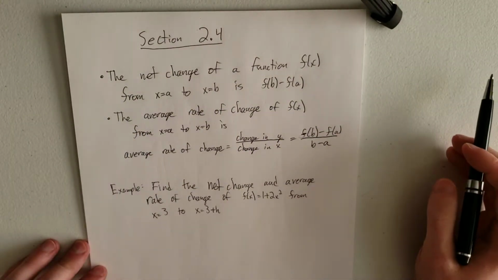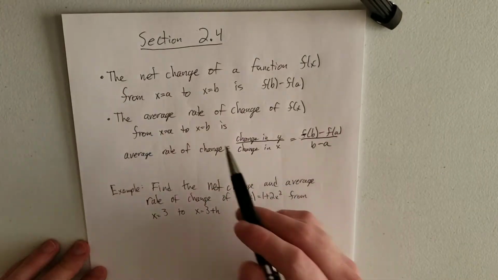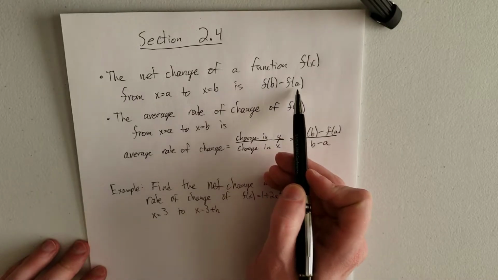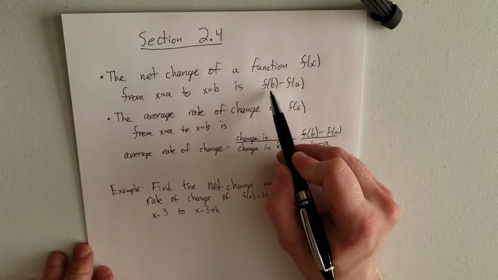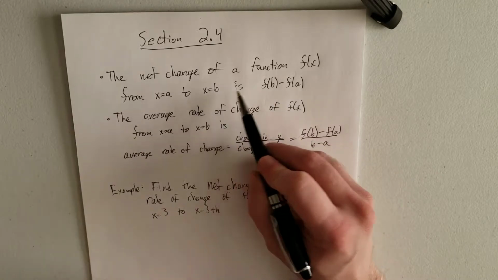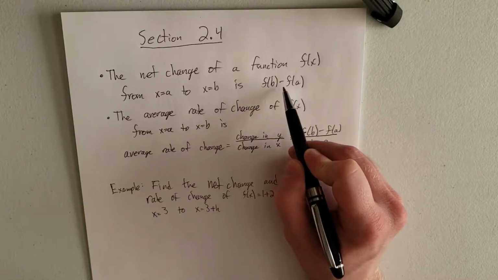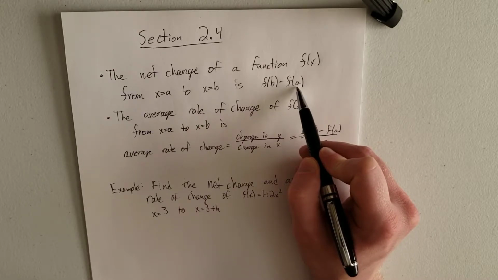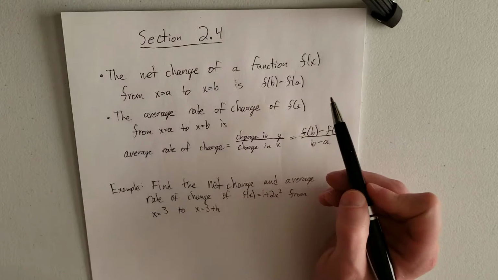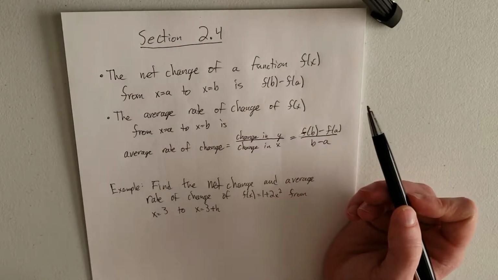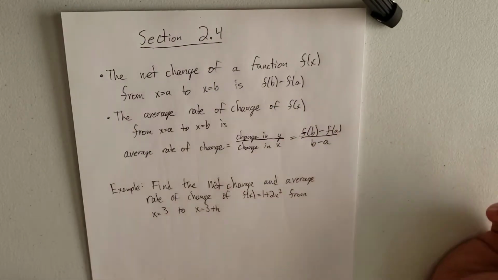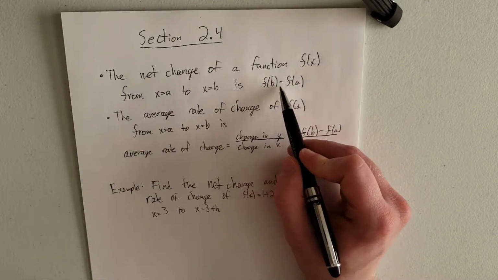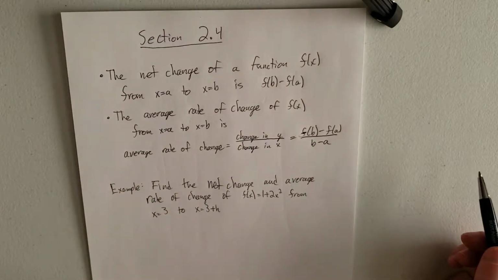The net change of a function f of x from x equals a to x equals b is f of b minus f of a. What does this mean? This means you plug in b, the second value, into your function f, and then you subtract off plugging in a into f of x. Really, what does that do? That gives us our change in the y value here, right? f of b and f of a are both y values. This is the y value corresponding to b minus the y value corresponding to a.